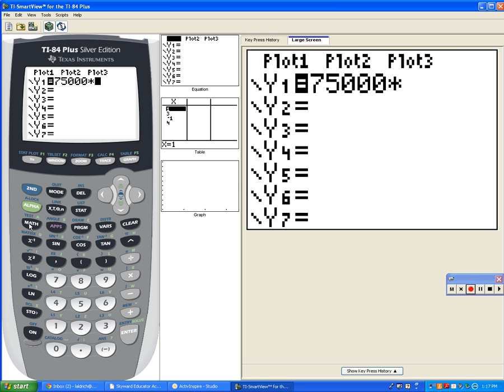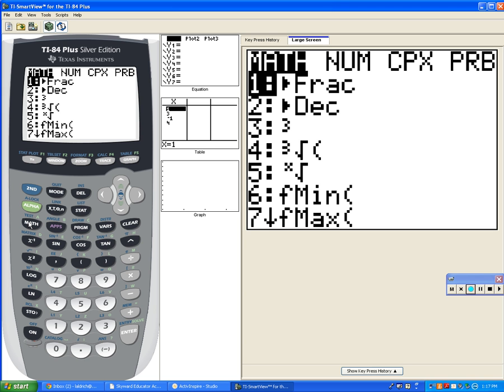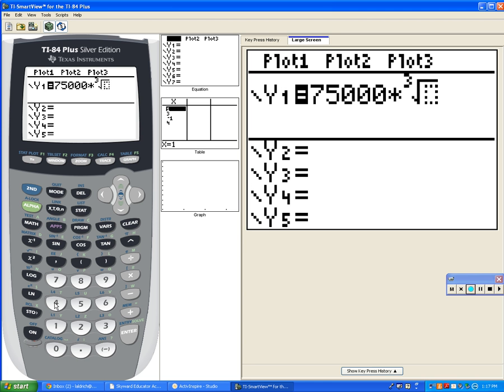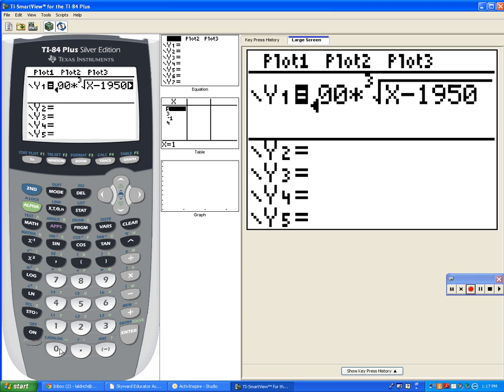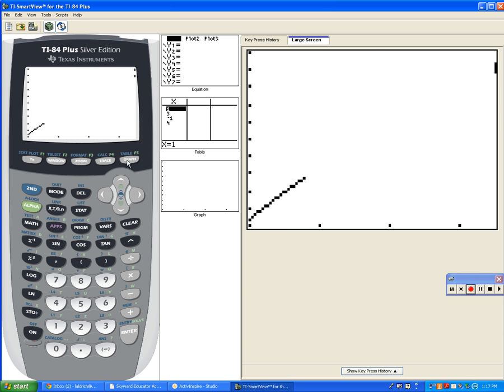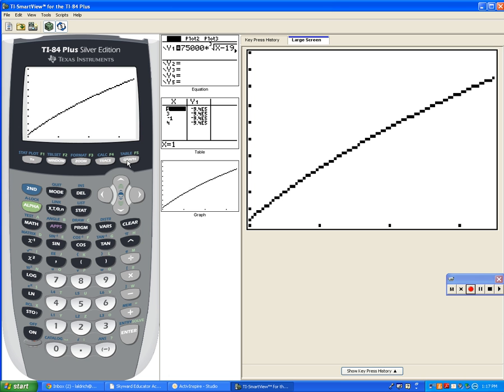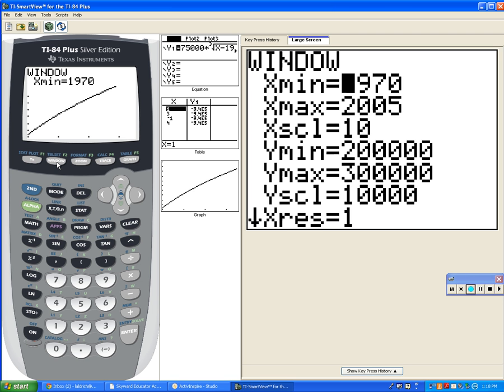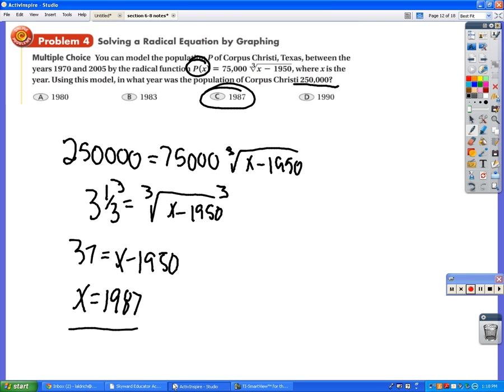We have a cube root option under the math menu. If you hit math and then number 4, that'll give you the cube root. But what you said will also work. So that's going to be the cube root of x minus 1950. But the hard part is that you have to find a viewing window where that graph will show up. We found a window where I make my x minimum 1970 and my x maximum 2005. Did I choose them randomly? No, it says specifically in the problem that this is for the years between 1970 and 2005.